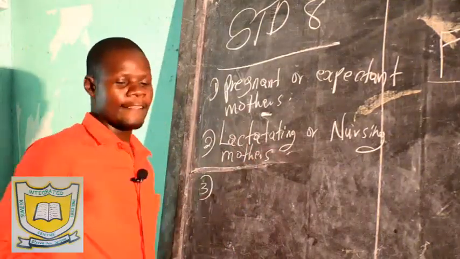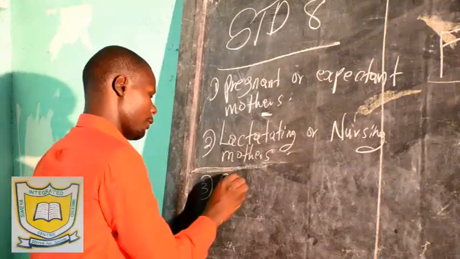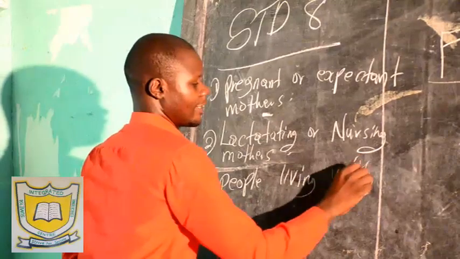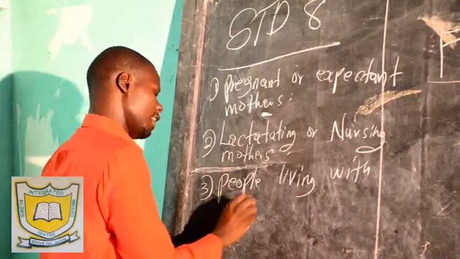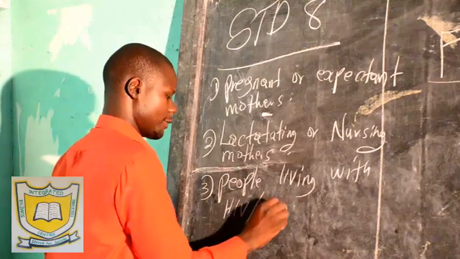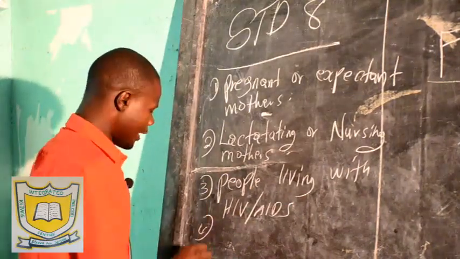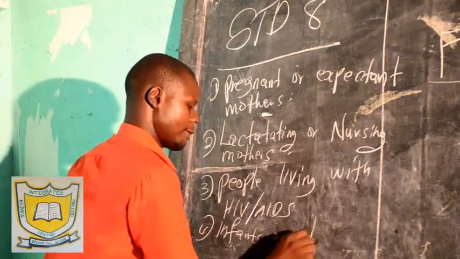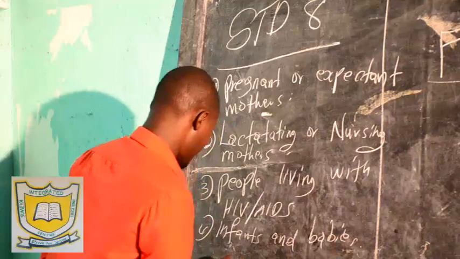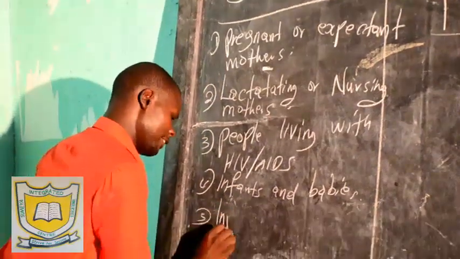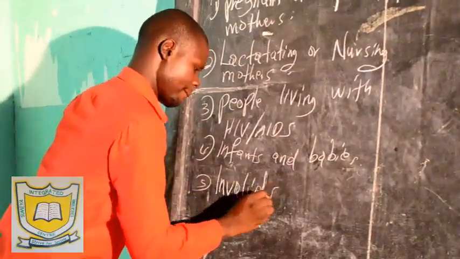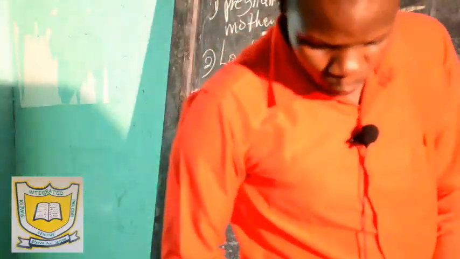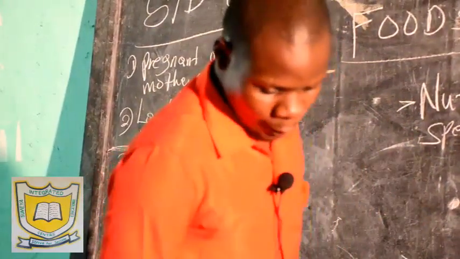Number three, we have people living with HIV and AIDS. Number four, we have infants and babies. Number five, a certain group known as invalids. We also have convalescents.